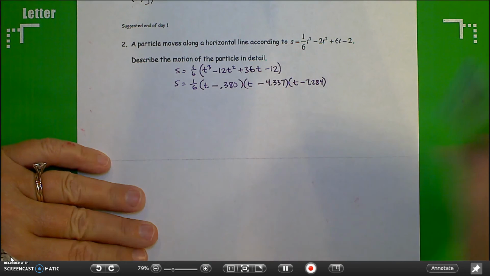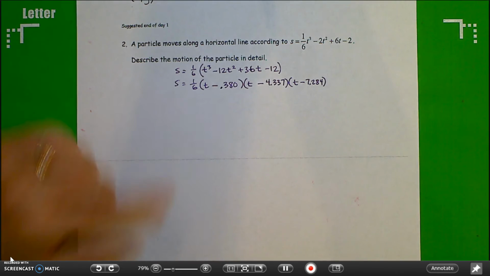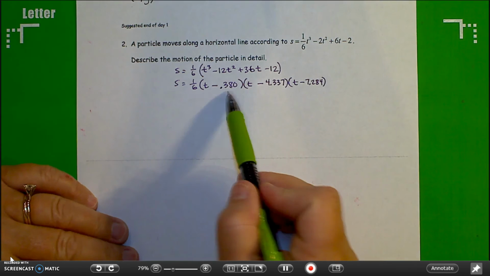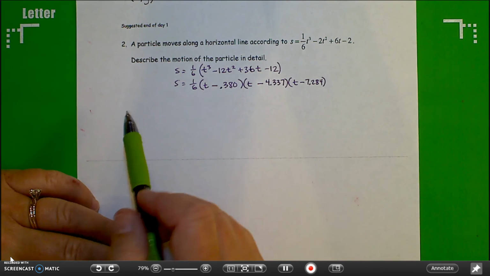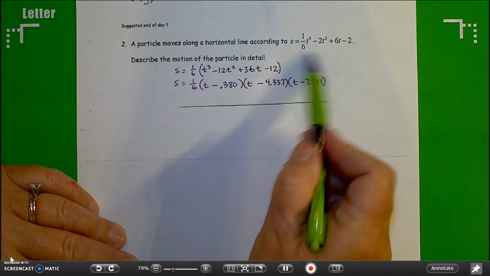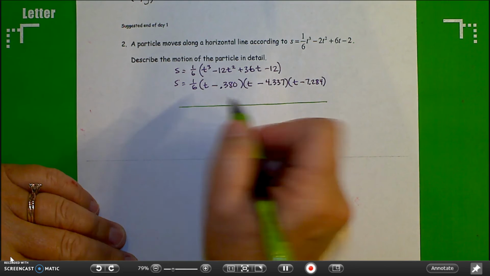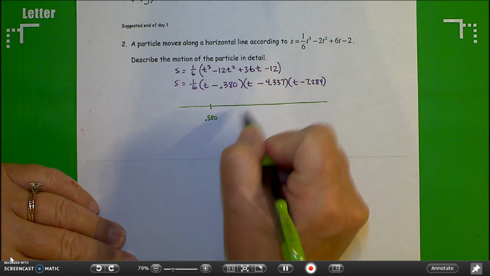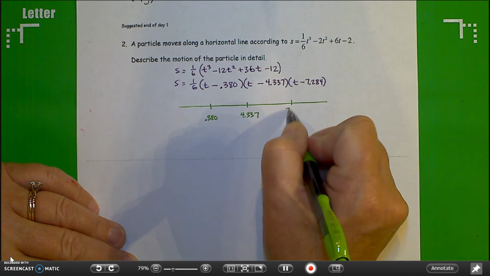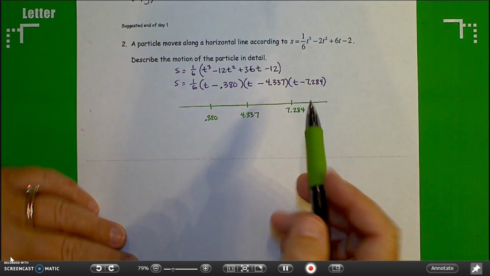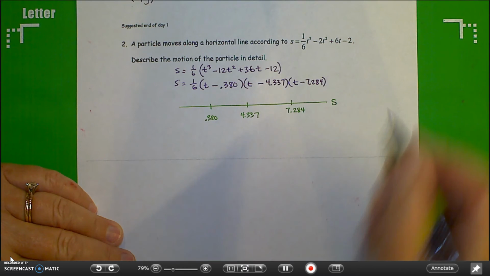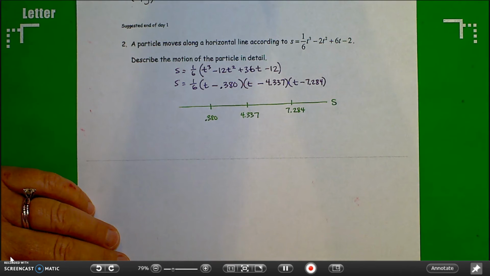And I'm going to do a sign analysis because what I'm interested in is whether, to the left and right of these zeros, the particle is to the left of the origin or to the right of the origin. So I would need to know the sign of this function at those intervals. So I'm just going to start out by labeling the zeros. Remember, those are the times where the particle is at the origin. I'm going to label this with an S just to remind myself that I'm dealing with the position function.